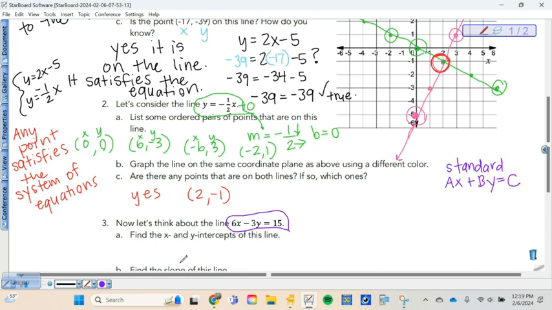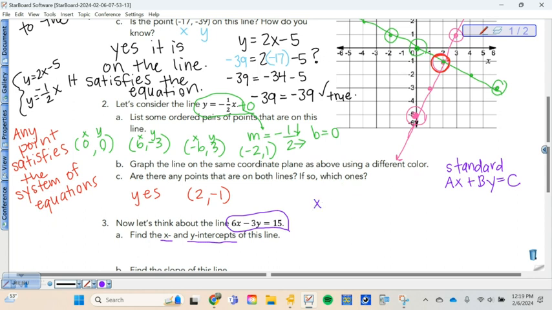I'm going to show you a different way though of graphing from standard form, and to be honest, I think it's easier than rearranging it. So let's try it. What does it say to do in part A? Find the x and y intercepts. That's what we're going to do.